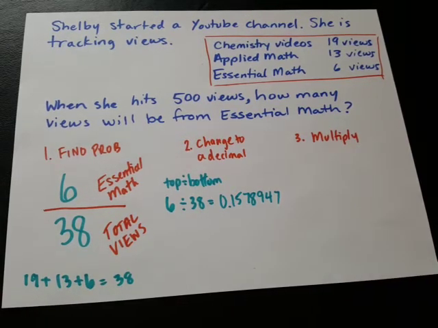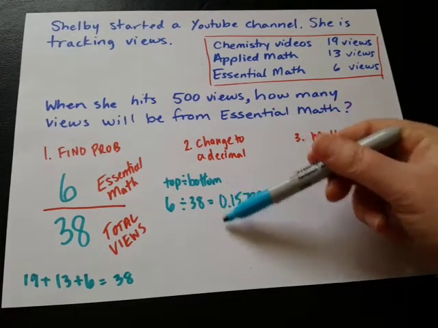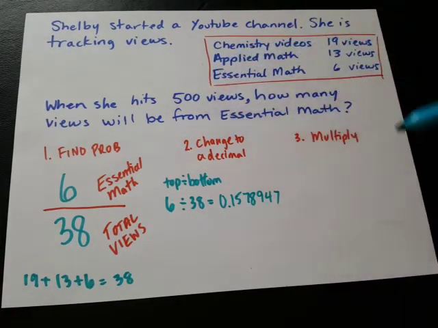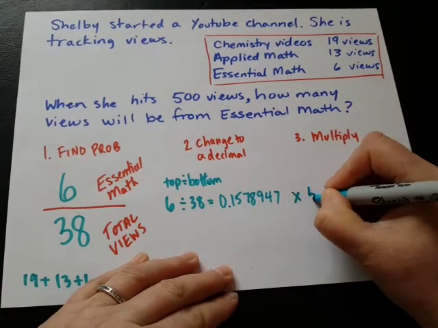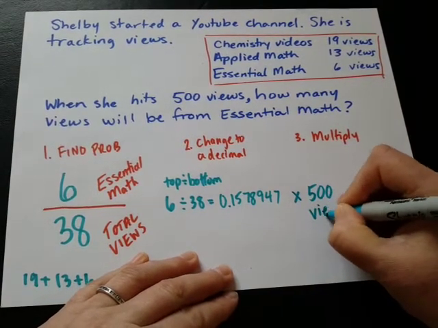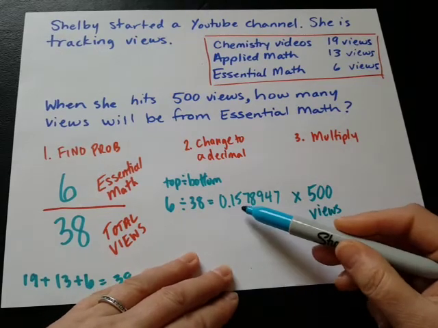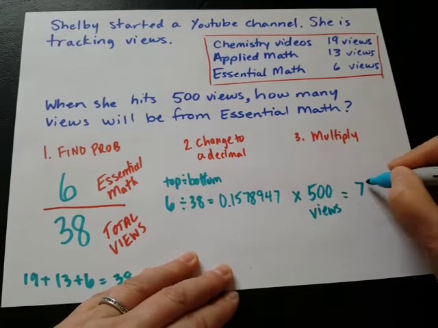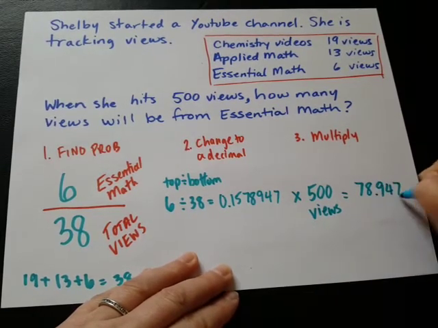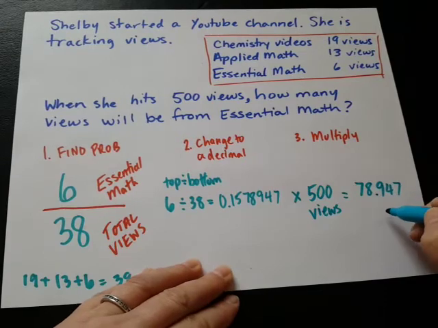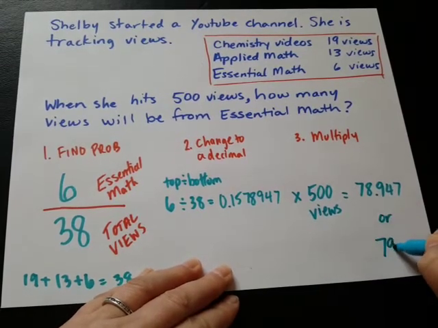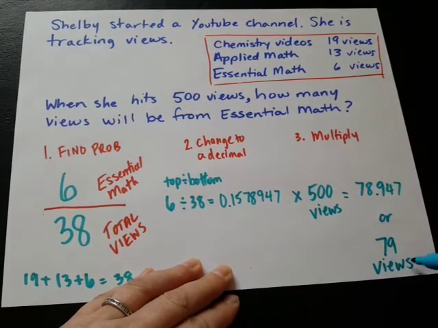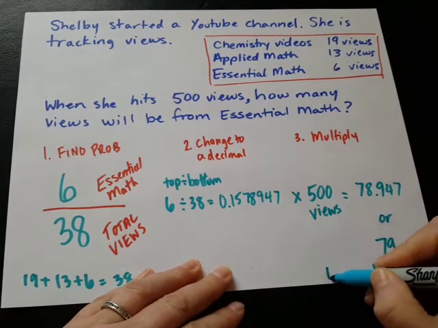And then the last step is to multiply. So we're going to take that decimal form of the probability and times it by our big number, or the number that we're trying to predict on. So let's times that by 500 views. So basically we're saying 15% of 500 views will be equal to, now my calculator gives me a decimal, but of course we can't have decimal views. So I'm going to round that up to 79 views. And these are going to be the essential math views.